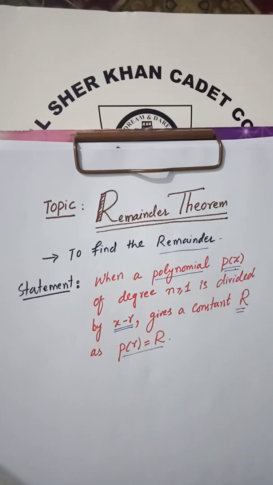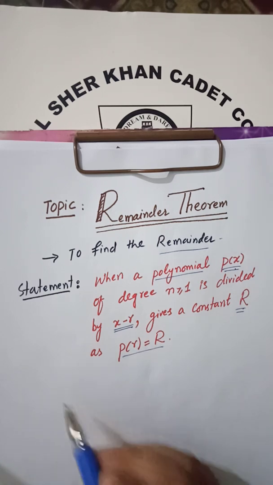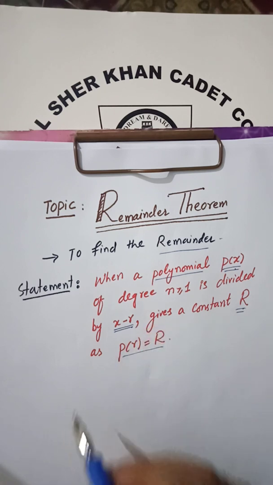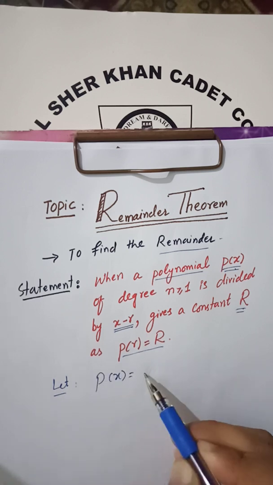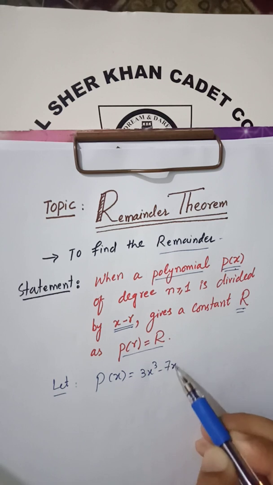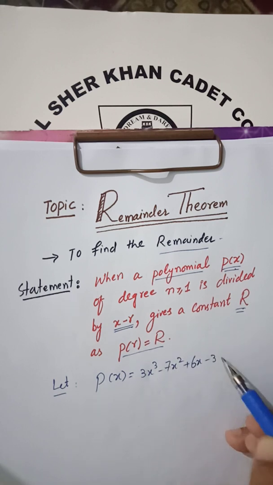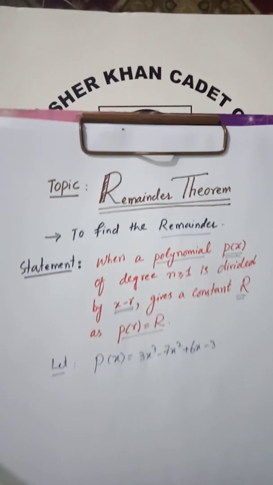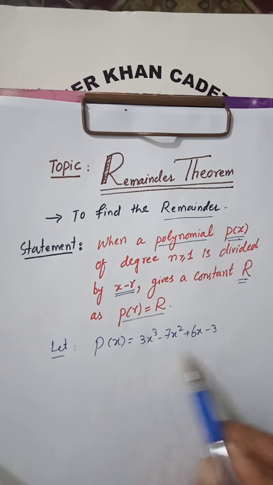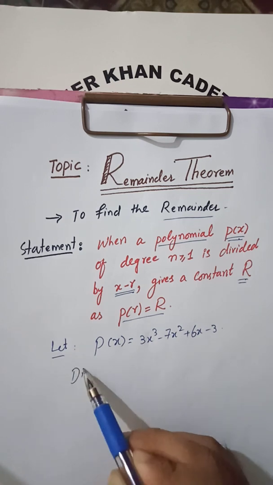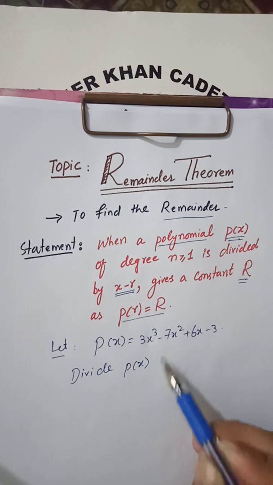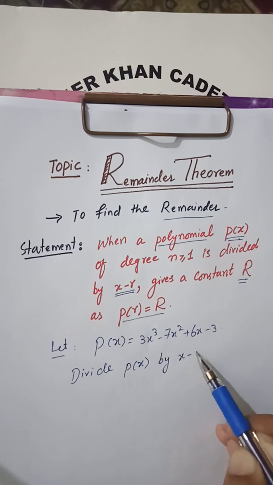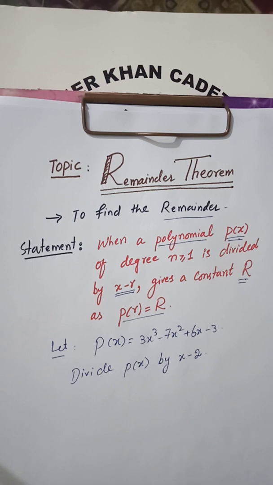Now, before proving this, I am considering an example. Let p of x be equal to 3x cube minus 7x square plus 6x minus 3. This is a polynomial of degree 3. You clearly see that the highest power of the variable is 3. Now divide p of x, having degree 3, by x minus 2 and find out the remainder.